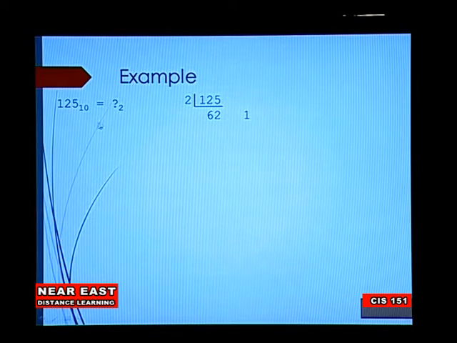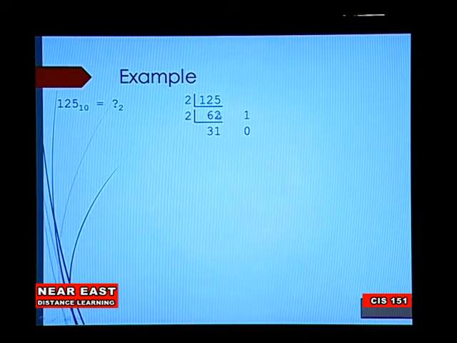So what we will do, we divide this number by the base 2. 125 divided by 2 is 62, and the remainder is 1, as we see here.